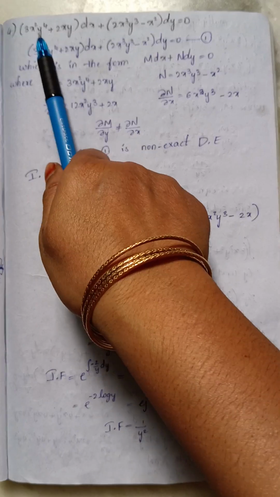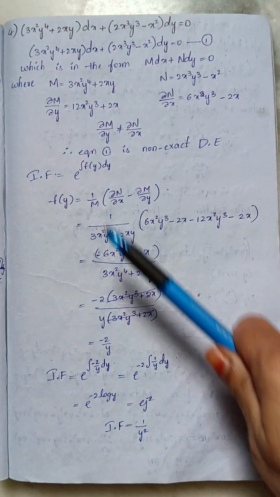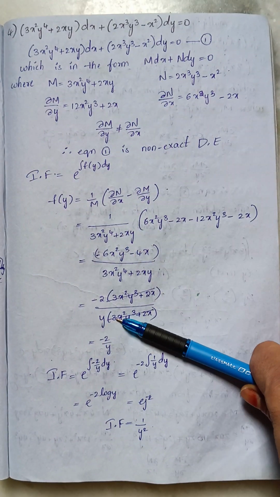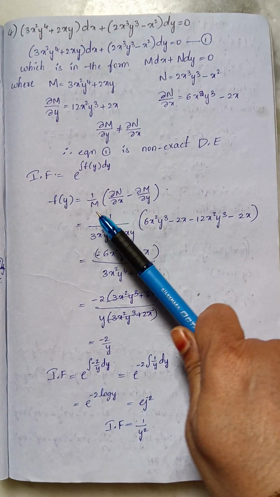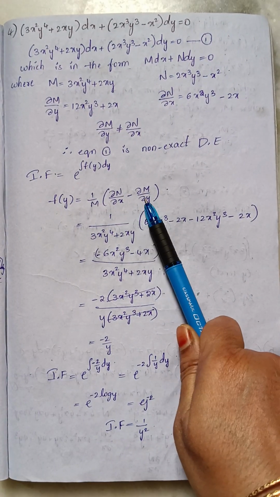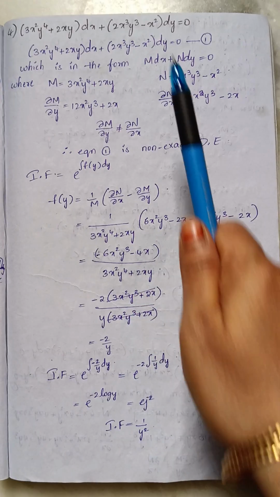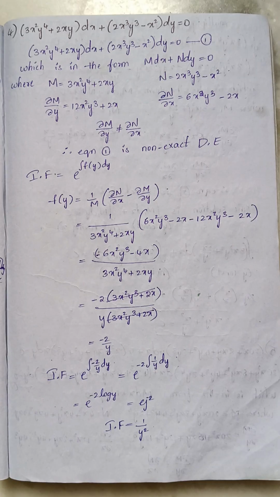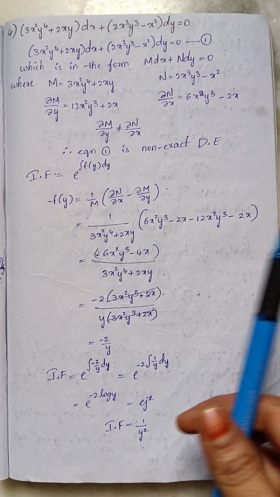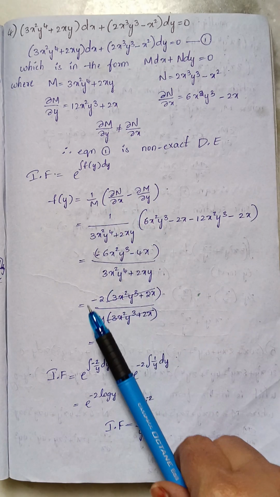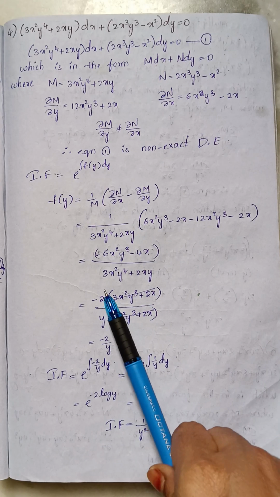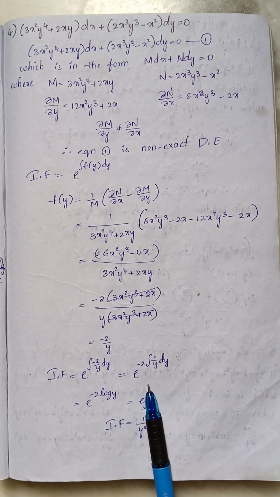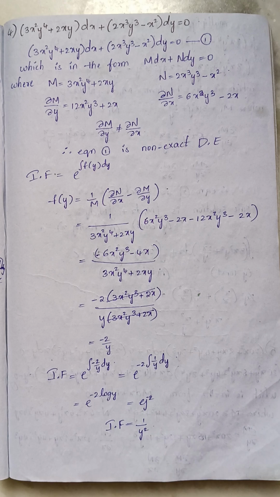Which is near to the first term or second term? Yes, it is near to the M term. That's why we are taking the formula as 1 by M into (∂N/∂x minus ∂M/∂y). If it is similar to the other part, then we are taking the formula 1 by N into the same previous formula. Understood? Now take this cancel, then minus 2 by y, integrating factor formula, then apply the formula the same.